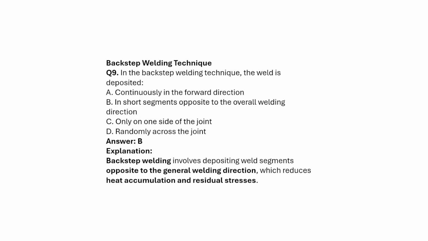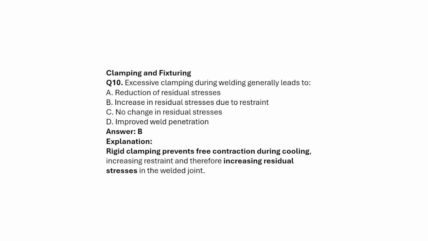Next, the backstep welding technique. In the backstep welding technique, the weld is deposited: continuously in the forward direction, in short segments opposite to the overall weld direction, only on one side of the joint, or randomly across the joint. Answer will be B, in short segments opposite to the overall weld direction. Backstep welding involves deposition of weld segments opposite to the general welding direction, which reduces the heat accumulation and residual stresses.